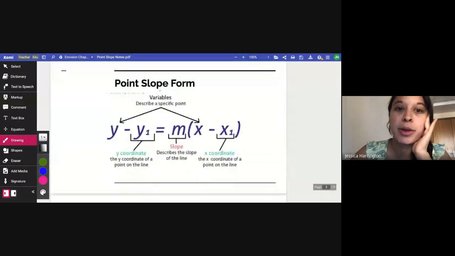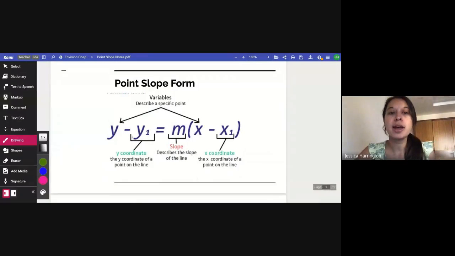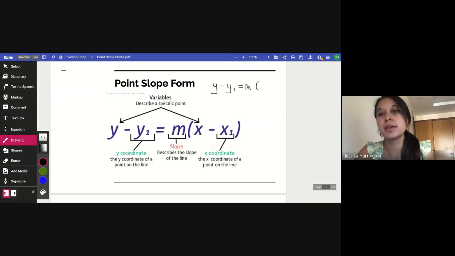So this is point-slope form. It's y minus y1 equals m times parentheses x minus x1. I'll write it up here. If you're writing it in your notebook, you don't have to write all this stuff. You'd write y minus y1 equals m, parentheses, x minus x1.